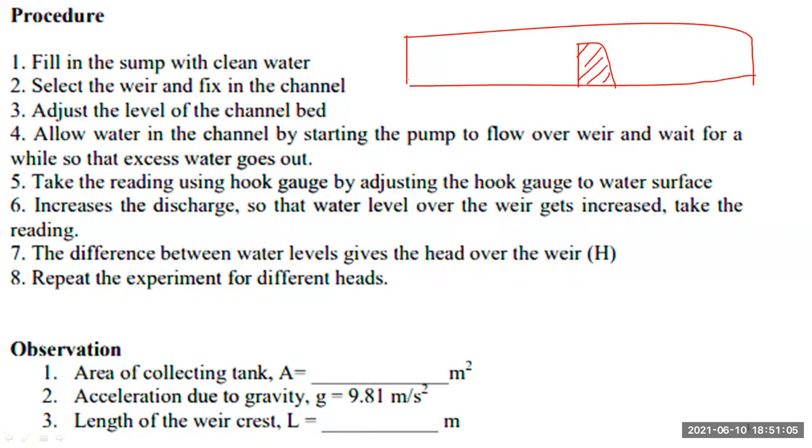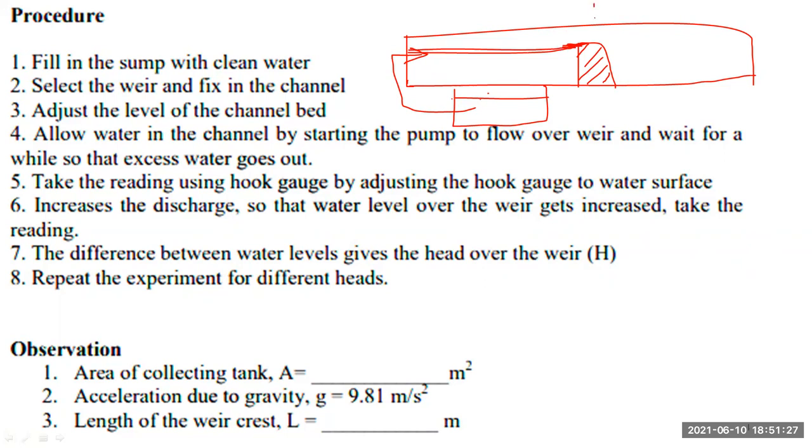Very first, you have to check whether the sump has water or not. The sump will be filled with water, and from this sump you allow water to flow through the channel. First you fill the water till this crest level. This is called the crest level of the weir, and you fill the water till this particular point.